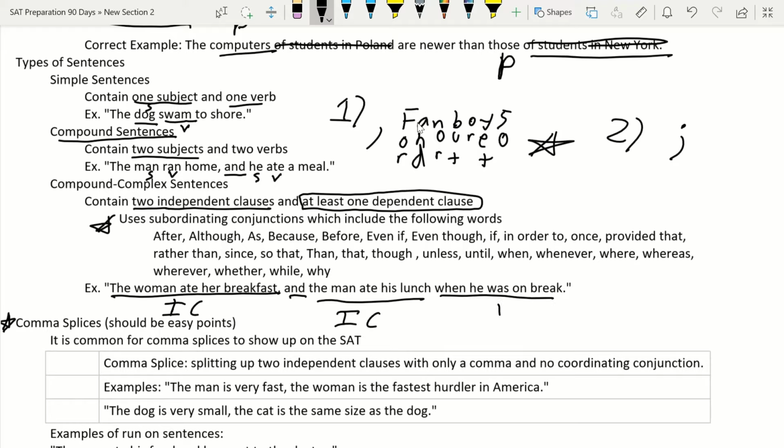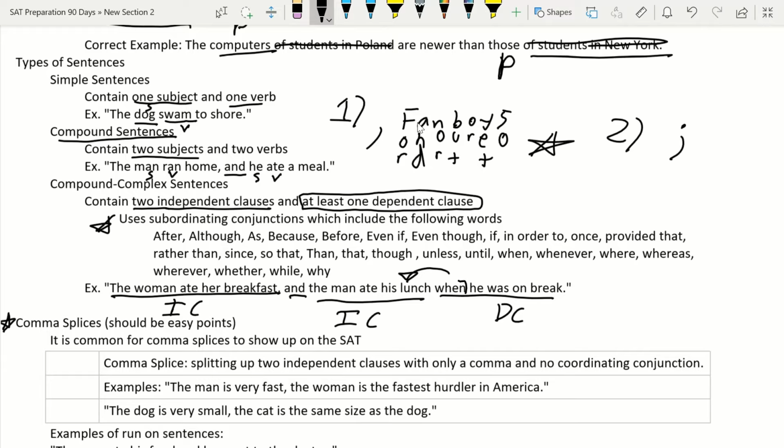Now, why is that our dependent clause? Because that can't be a sentence on its own, because it'd be a sentence fragment, right? If I was to say, "when he was on break," you would say, he did what? Because we don't know. It's not a full sentence. It's not a full idea. It's a fragmented idea. It's a dependent clause. It depends on the rest of this sentence for its meaning. So it's depending on that other part of that sentence, right?